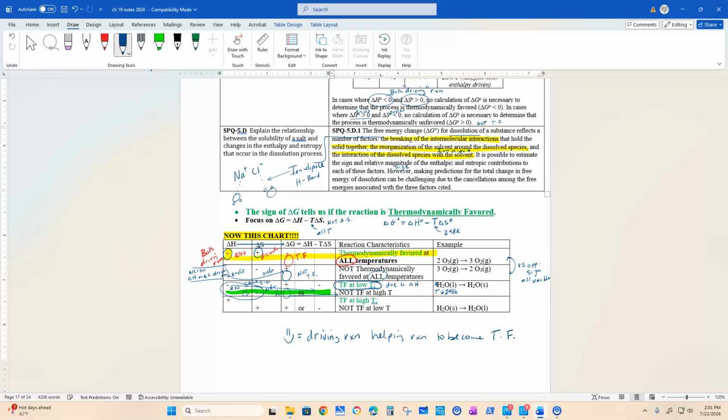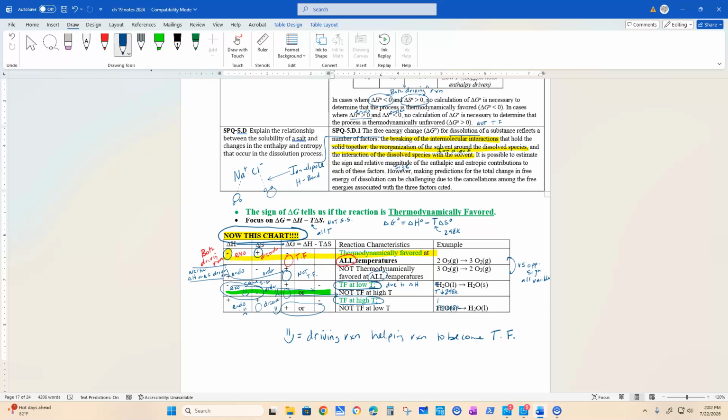So if this is positive and this one's positive, this means it's endothermic, not driving the reaction, but this is positive. I'm creating disorder. So in this case, this is driving the reaction, okay? So I got another two scenarios. If it's thermodynamically favored at low temperature in the other case, then in this case, if they're both positive, it's thermodynamically favored at high temperature, which means we're talking about temperatures very high, higher than 298 Kelvin. Okay, when I say know this chart, ladies and gentlemen, know this chart.